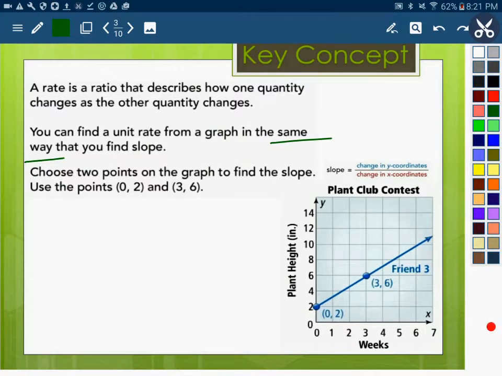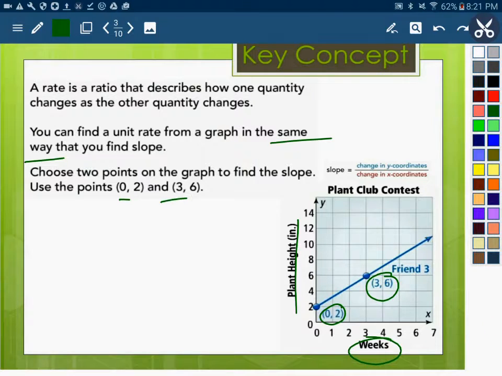So if we're going to find the unit rate of this situation here of the plant club contest, where the plants are given a certain number of weeks to grow and then you're supposed to measure the height, this particular plant shows at week 0 it was at a height of 2 inches, and then at week 3 it was at a height of 6 inches.